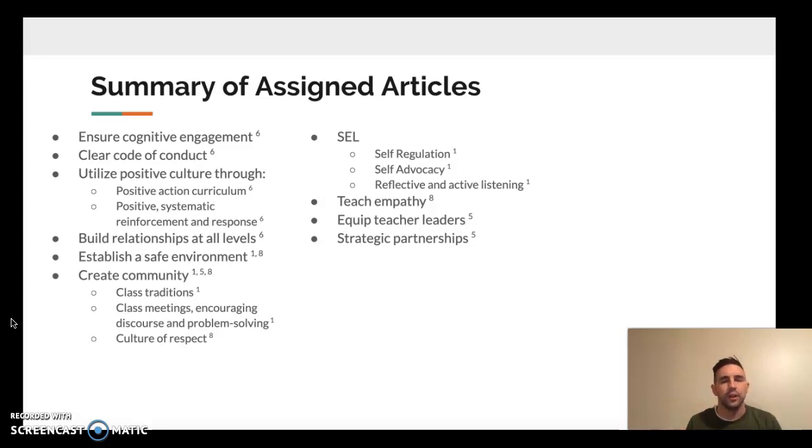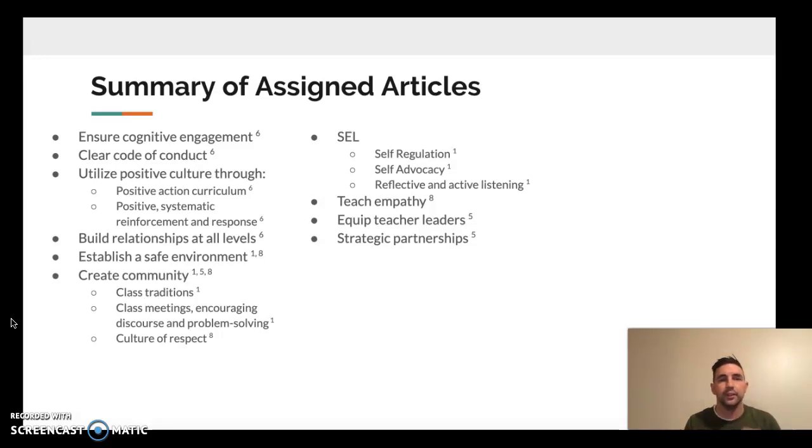A clear code of conduct for all students. This is the way we treat each other. This is how we have respect for each other. This is the way we do business. This is the way we hold each other with dignity within these walls, and that is really important. And it really starts at the top, and that's not just encouraging, but expecting the teachers as well as myself as a leader to utilize a positive culture.